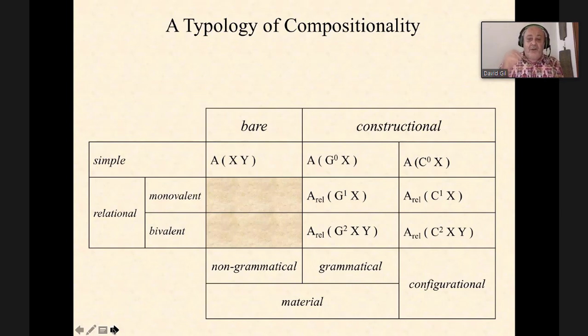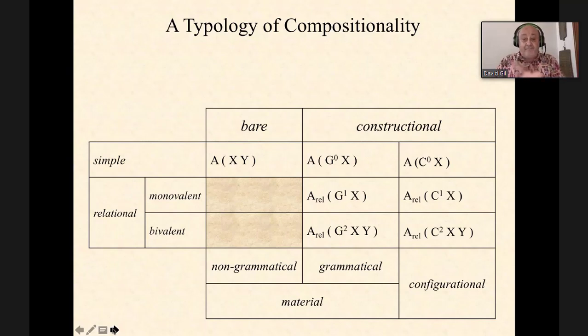These come into play only within constructional compositionality, and the indexes or the superscripts on the G's and the C's basically distinguish between simple, monovalent, and bivalent operators. So the idea is that a grammatical marker is monovalent if it applies to one element, the X. It's bivalent if it applies to two elements, X and Y. But it's simple or non-valent, I'm not sure if that's a word, if it just stands alone and doesn't apply in any semantically determined relationship to X.